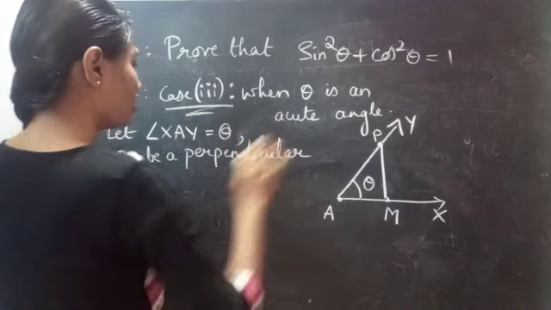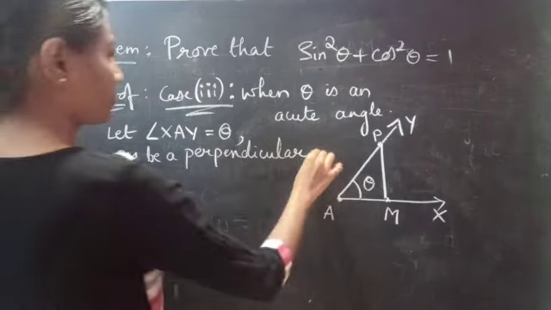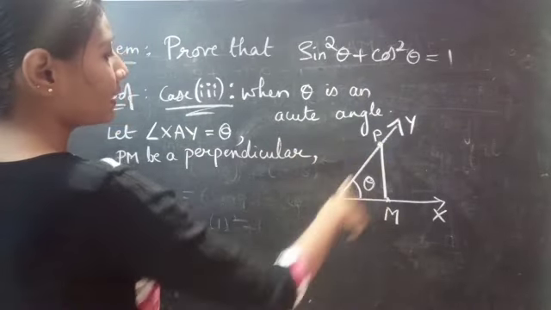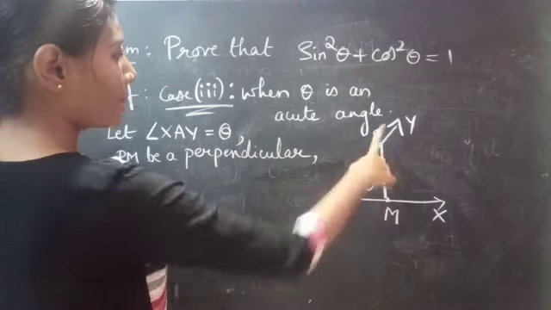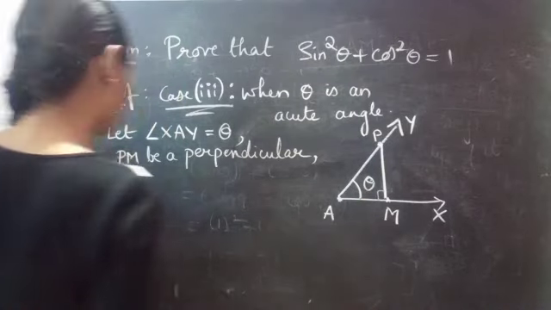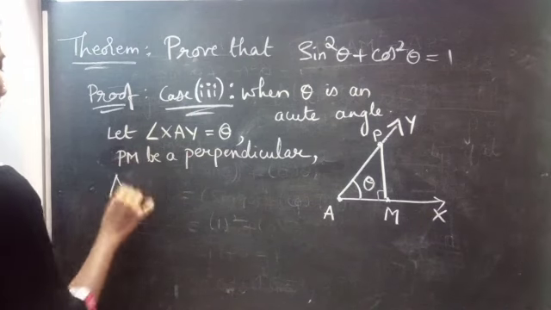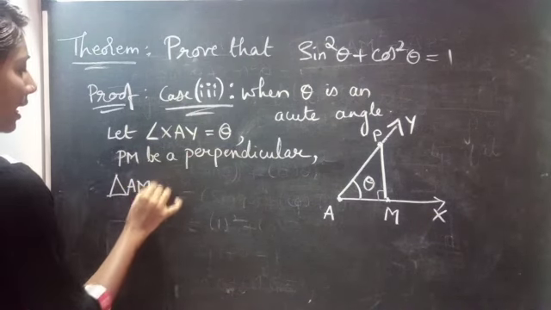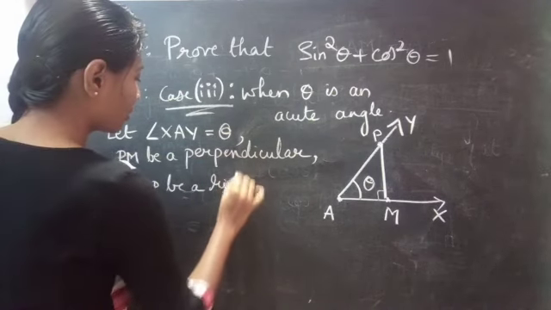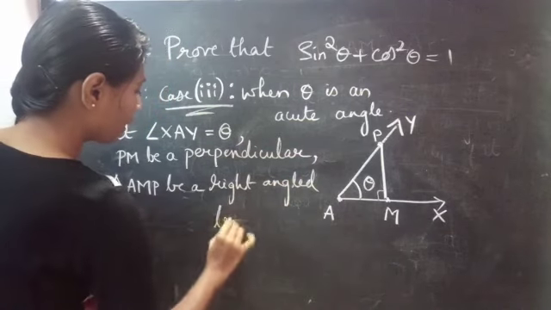PM be a perpendicular. Okay. So next. So here formed a right angle triangle AMP. Okay. Triangle AMP be a right angled triangle.